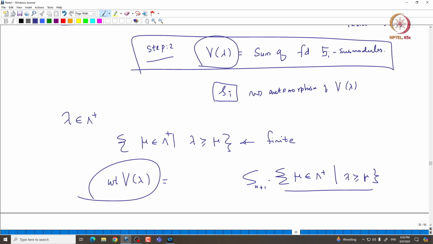So, many things are involved in this proof. We can go step by step and then we will ultimately prove this. I will stop here and we will continue in the next class with the proof of this.